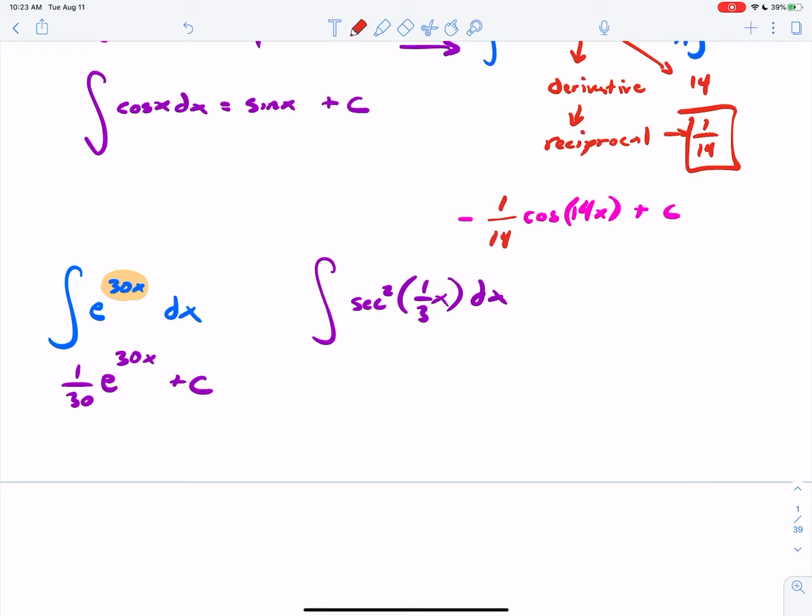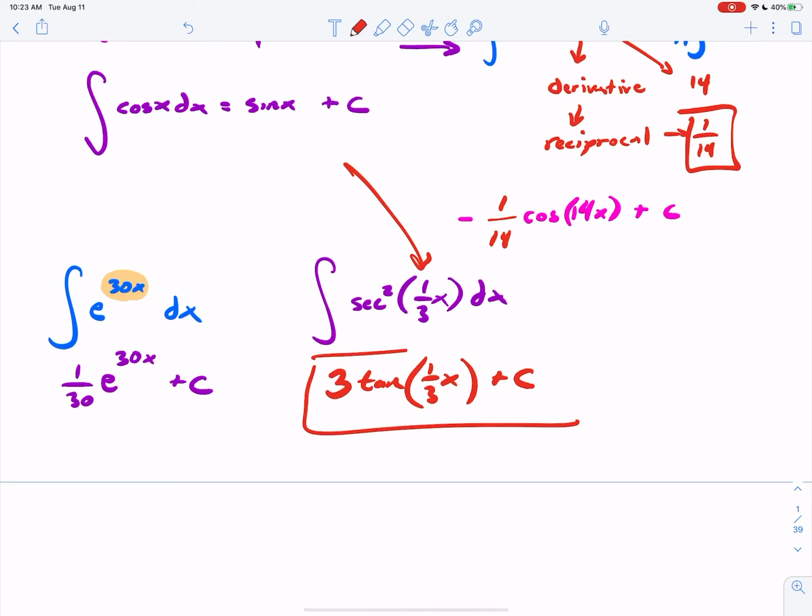Okay, so we know that the integral of secant squared of something is going to be some type of tangent. So I know it's going to be the tangent of 1/3 x plus the c. But notice how there is a function within a function. So we take the derivative, which is 1/3, and the reciprocal of 1/3 is just going to be 3. So we know 3 is going to be in the front. Okay? Let's do one more.